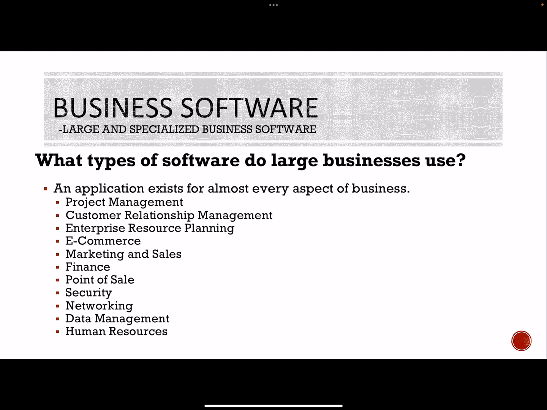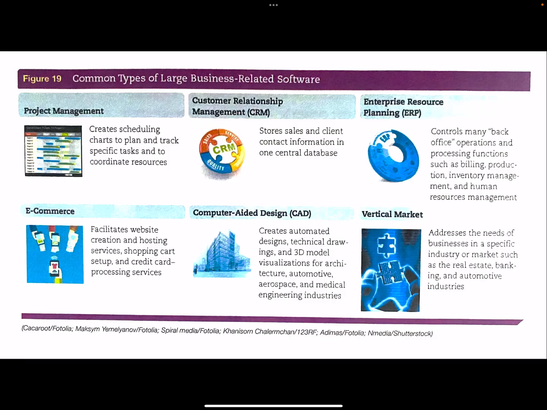Large and specialized business software. Again, an application exists for almost every aspect of business. You might need project management, customer relationship management, enterprise resources, e-commerce, marketing and sales, finance, point of sale when you're selling items, security, network, data management, and human resources. There's software for every one of those aspects. You can see some common types of large business related software.